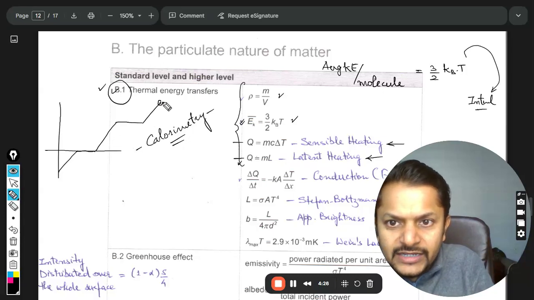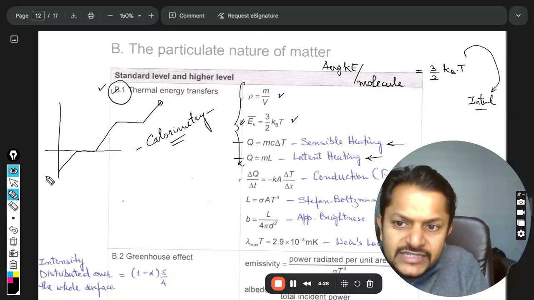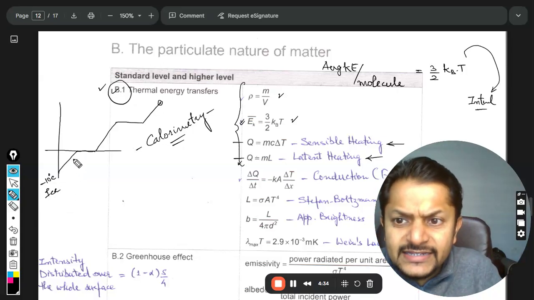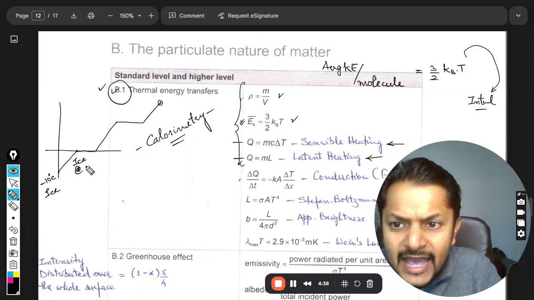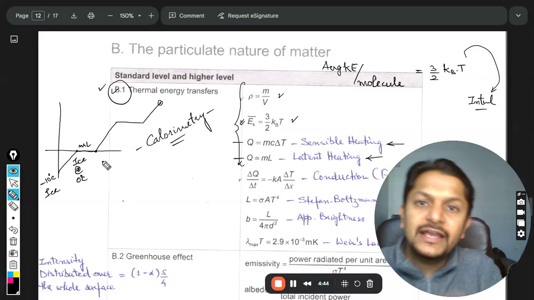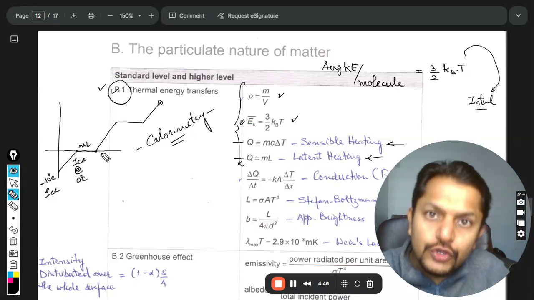At this point, it is the steam. So this is ice at negative 10 degrees centigrade. I'm taking an example. The latent heat is given, and now you are having ice at 0 degrees centigrade. After that, the latent heat mL is given. The latent heat of fusion is given there.